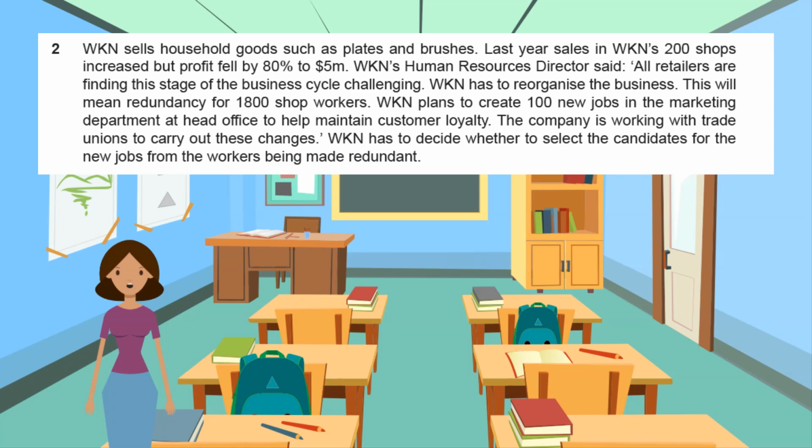WKN's Human Resources Director said, "All retailers are finding this stage of the business cycle challenging. WKN has to reorganize the business. This will mean redundancy for 1,800 shop workers. WKN plans to create 100 new jobs in the marketing department at head office to help maintain customer loyalty. The company is working with trade unions to carry out these changes. WKN has to decide whether to select the candidates for the new jobs from the workers being made redundant."